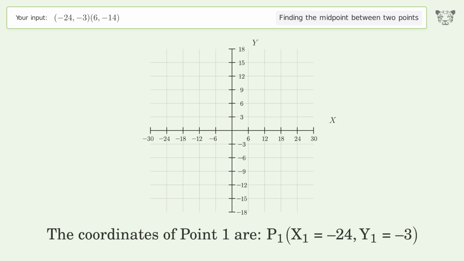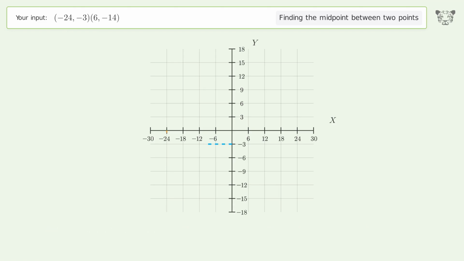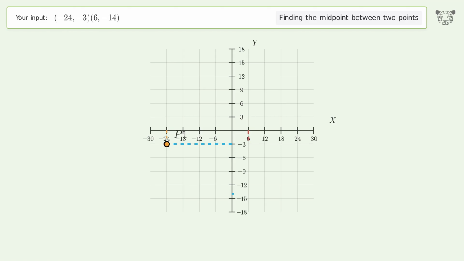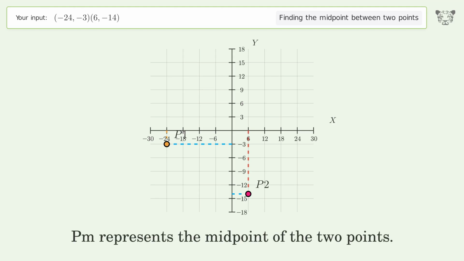The coordinates of point 1 are, x1 equals -24, y1 equals -3. The coordinates of point 2 are, x2 equals 6, y2 equals -14. PM represents the midpoint of the 2 points.